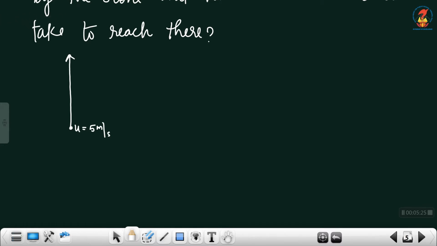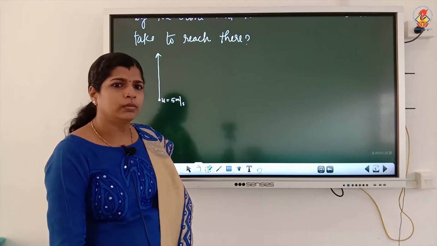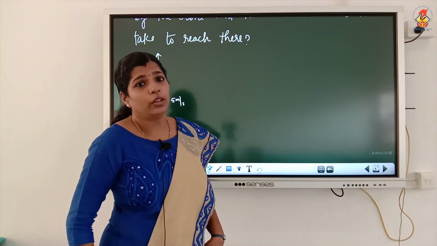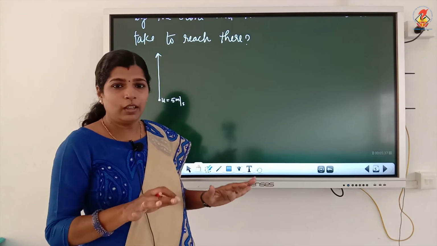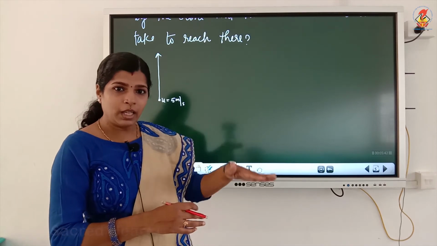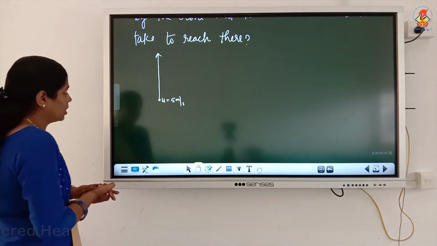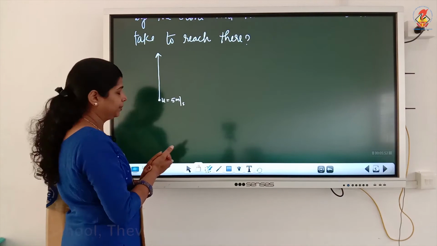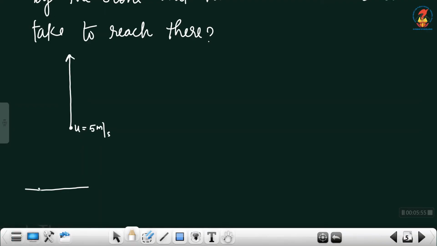If you throw anything in the upward direction, whether it will come back to the earth or escape from the earth, in the normal case all the objects will come back to the earth. Means it will return along the path. Suppose this one is the ground, an object is thrown from here, it will reach the maximum height, then it will return back. This is the maximum height.